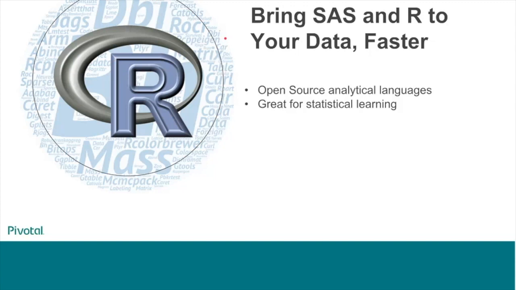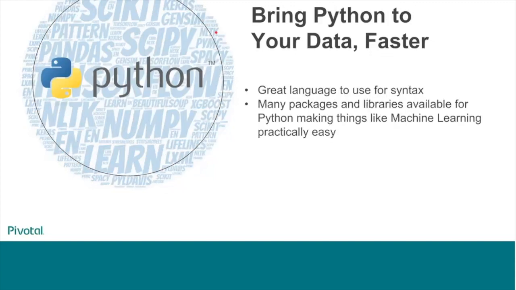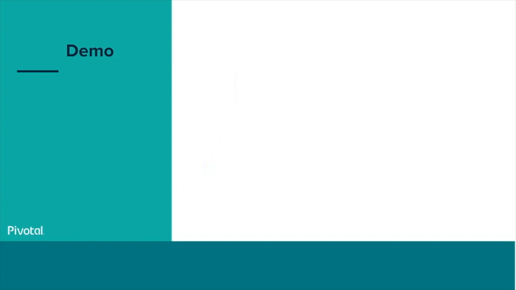Okay, so I will actually do some demo on both SAS and R. And then finally, another popular language that is out there is Python. Through Greenplum, Pivotal provides a syntax, and then there are packages and libraries that can be used for machine learning. So we support all of these other languages as well. Having said that, let me go ahead and start a demo.